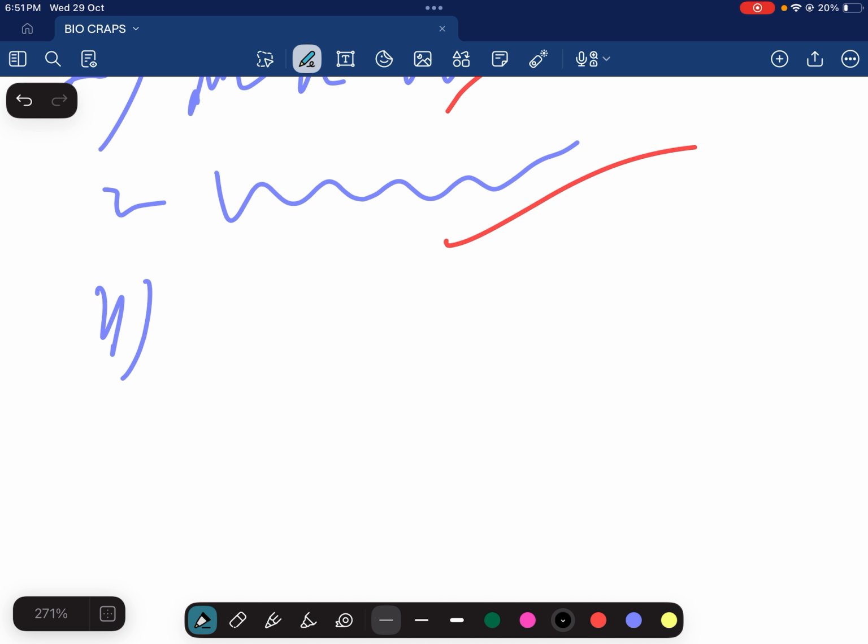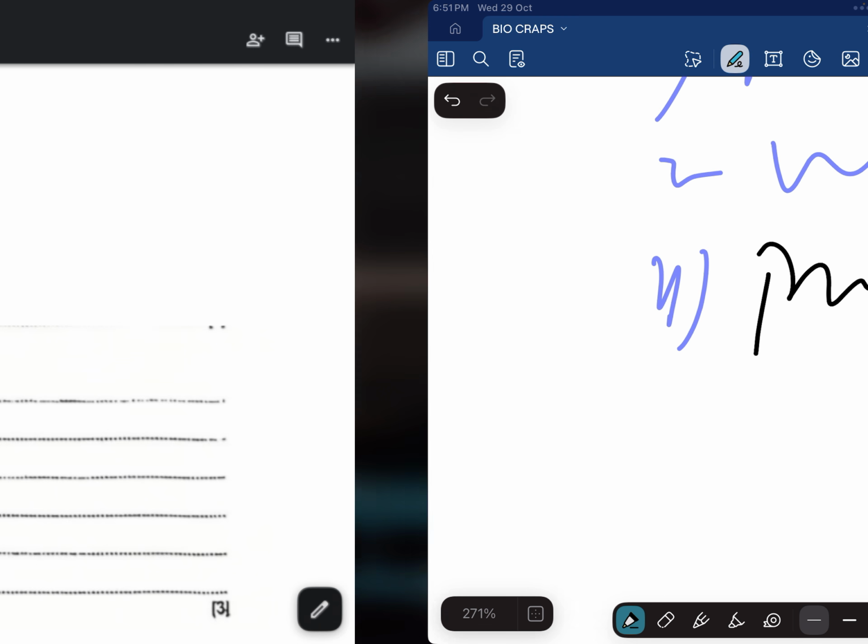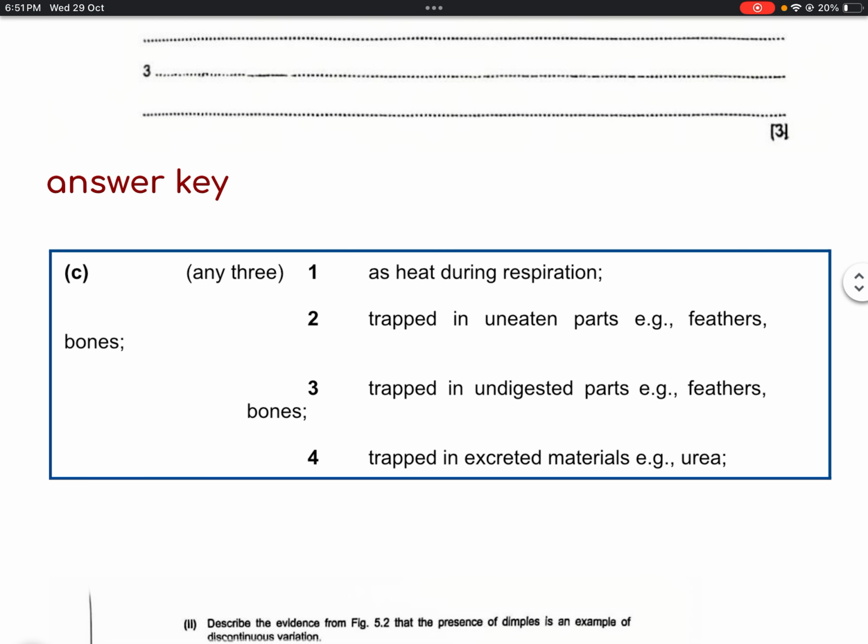So after that, there's only one more part. Trapped in excretory products or wastes, like urea. Look, energy trapped in excreted materials, urea.